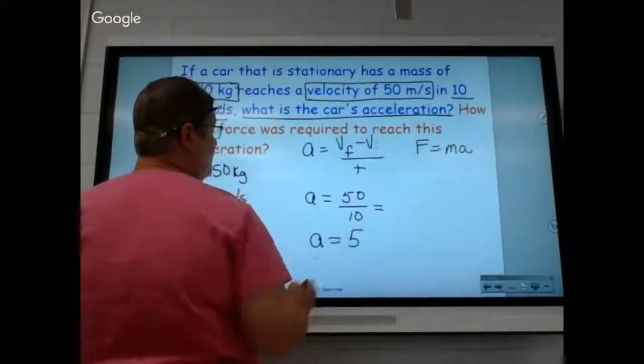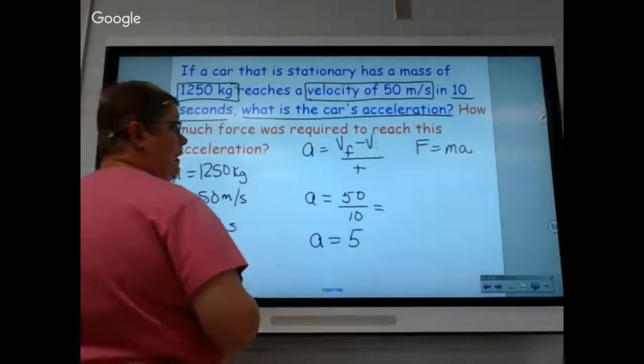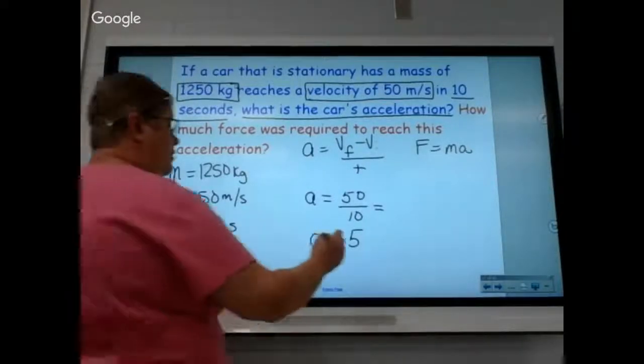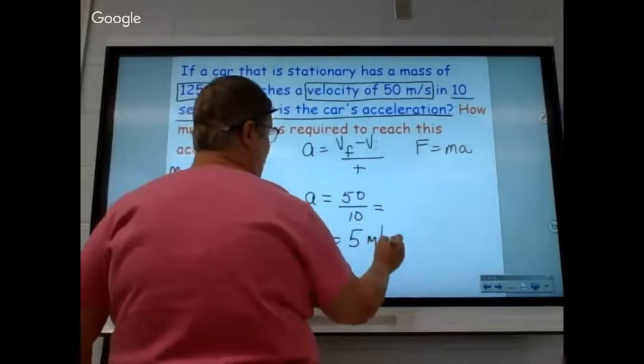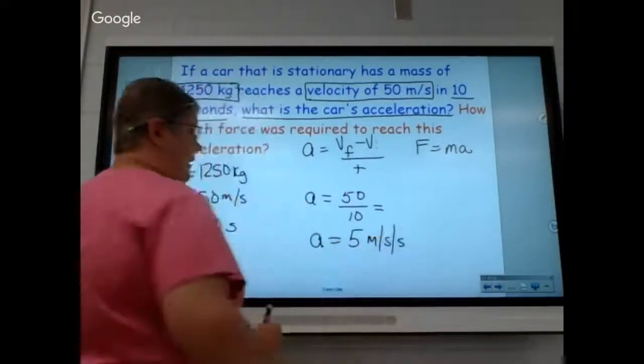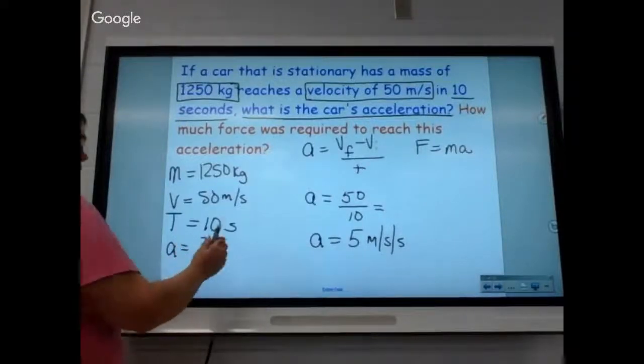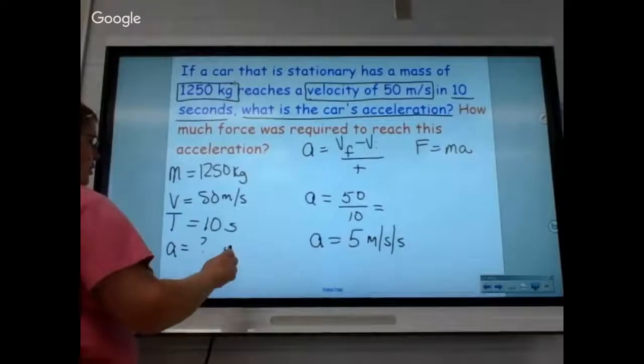What's the unit for acceleration again? If I don't know it, where do I find it? I look on my yellow sheet. So meters over seconds over seconds. Everybody good with that? Okay. Now I know A. Now let me change colors for that.